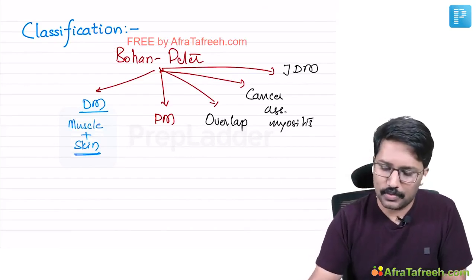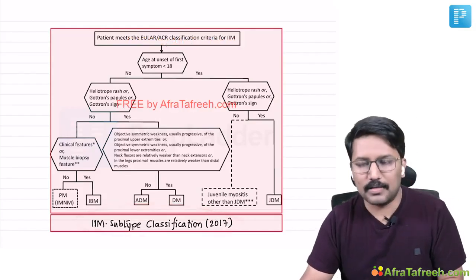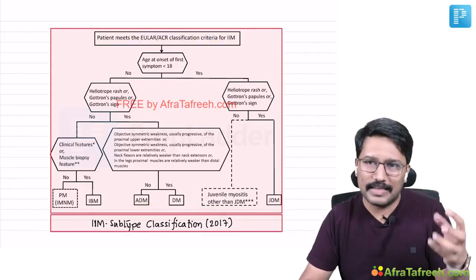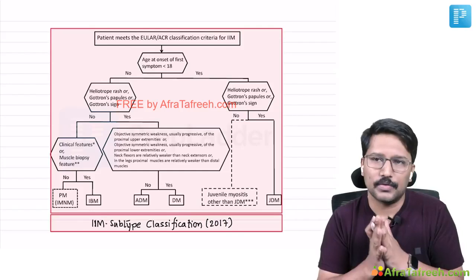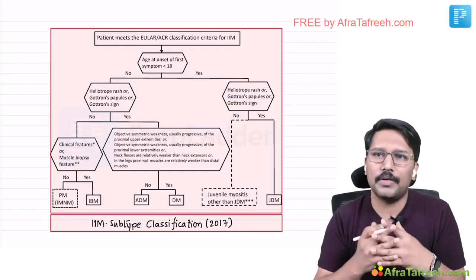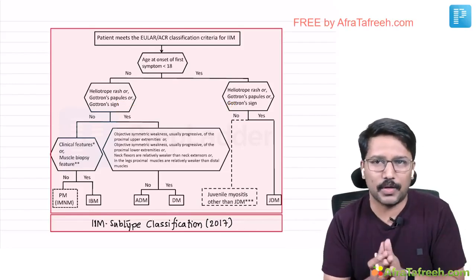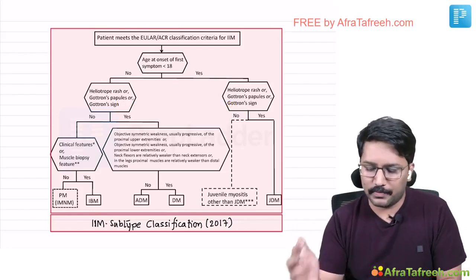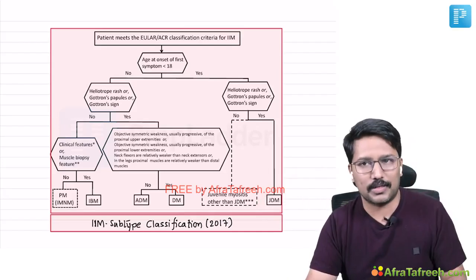Now today what we follow is the ACR EULAR 2017 classification, where the disease is classified based on clinical picture plus antibody profile. That is the approach we follow. So in this system, first thing we note is the patient's age. If the patient is a juvenile, belonging to the pediatric age group, then the most common cause of inflammatory myositis in the pediatric age group is juvenile dermatomyositis.